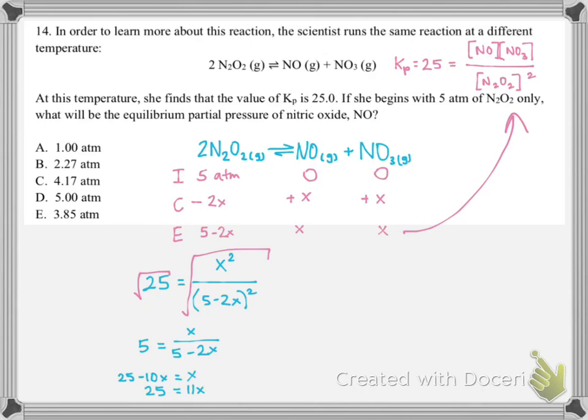And so that tells me that x is equal to 2.27. And so now that I know my x, I can figure out the equilibrium pressures of everything. And it asks us about NO, so let's look at that. Its equilibrium concentration is just going to be x, which we know is just 2.27. So that'll be B.